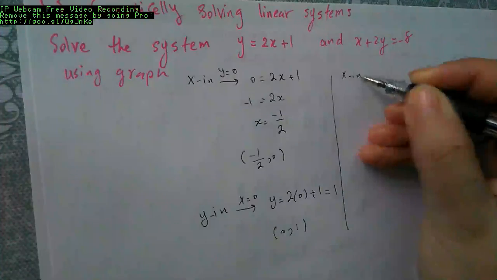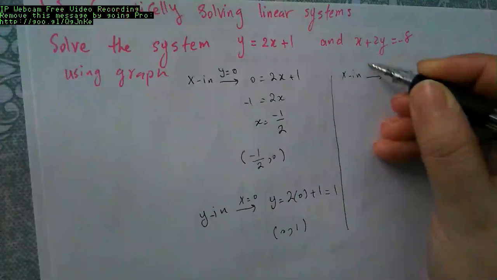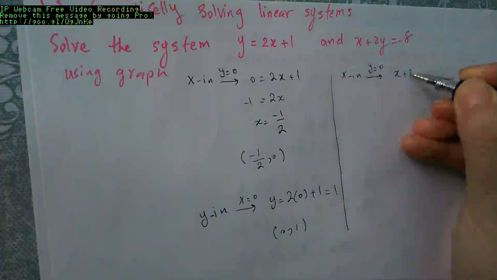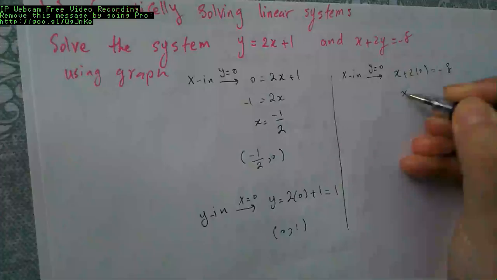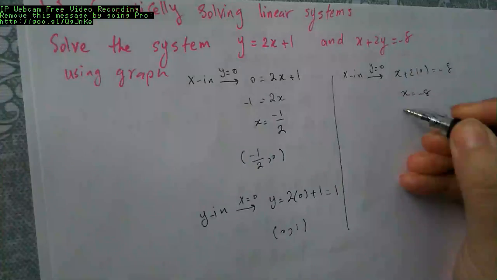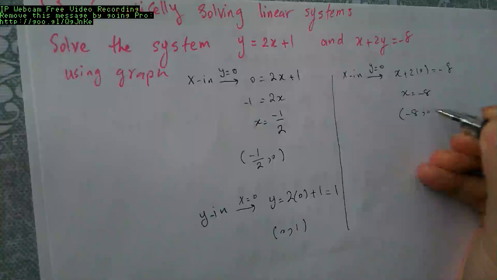X-intercept, you put y equal to 0. So x plus 2 multiplied by 0 equal to -8. So x equal to -8, that's all. So for x equal to -8, the y is 0.